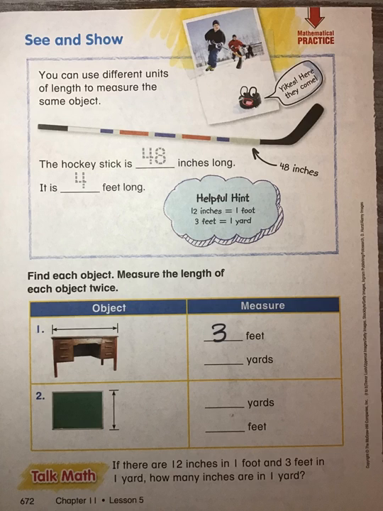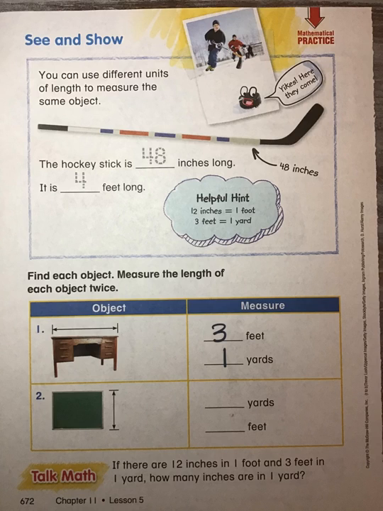Okay, let's take a look at number 1. We're looking at the desk. I found that the desk was 3 feet long. Now remember what 3 feet is in yards. Look back up at our bubble. If it's 3 feet long, that means it's the same as 1 yard. So we're going to write 1 yard right there.